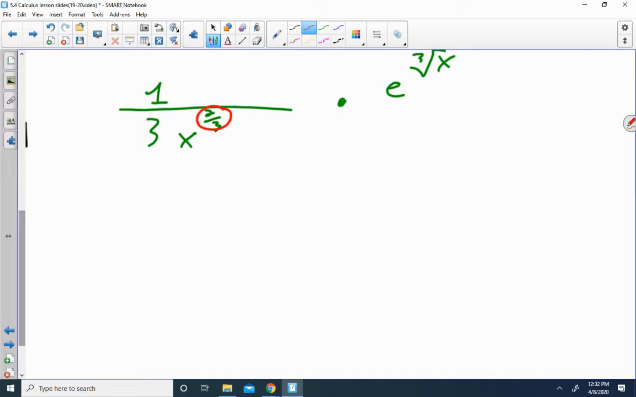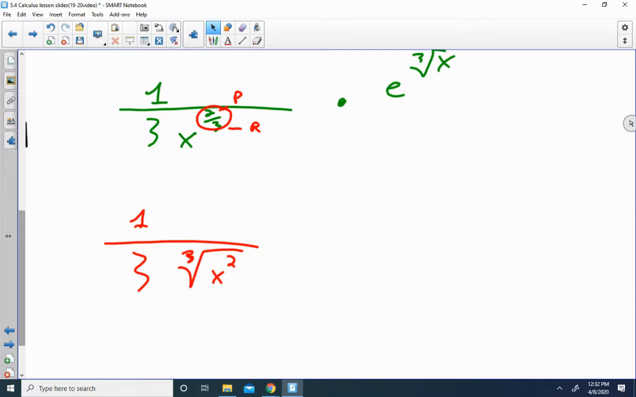So when we rewrite it, the 3 on bottom will become the root, and then the 2 on power, or on top, will be the power of x, or x squared. There we go. So now we have 1 over 3 times the cube root of x squared. And this is still going to be multiplied by e to the power of cube root of x.